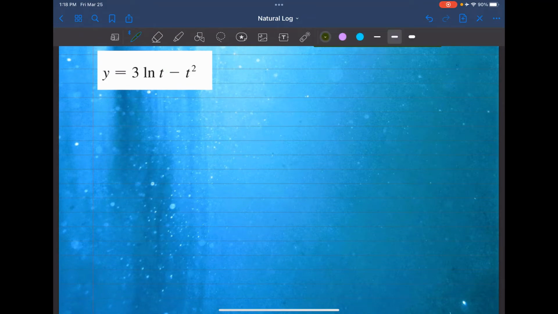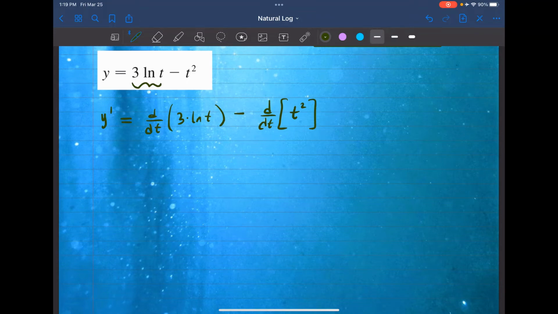So we're taking the derivative of y with respect to t. So the derivative of y is y prime. And here you can differentiate term by term because there is a minus in the middle. So first we take the derivative of the function 3 times ln of t with respect to t, and then we're going to subtract the derivative of the function t squared, which is by using power rule.